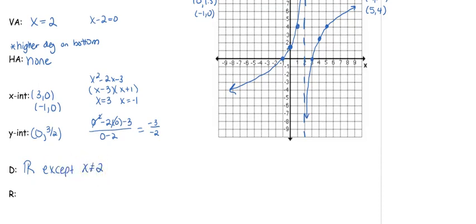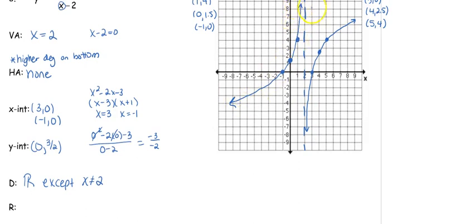We look at our movement going up and down. These arrows are forever going up and forever going down. As I go up and down, there's no break in the graph, which means that your range is going to be all real numbers with no exceptions. All right, that is it for your video on graphing rational functions.